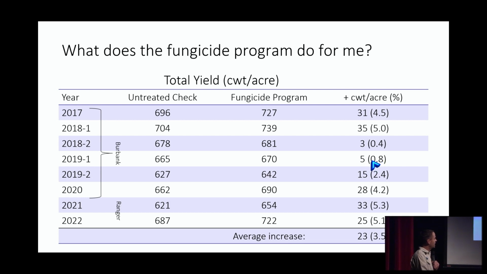we had less than 1%. We had 2.4% in the other one. So it can vary in the field, the effect that disease control can have on yield. We may be able to control the disease, but it doesn't always translate to the amount of yield we're going to get.